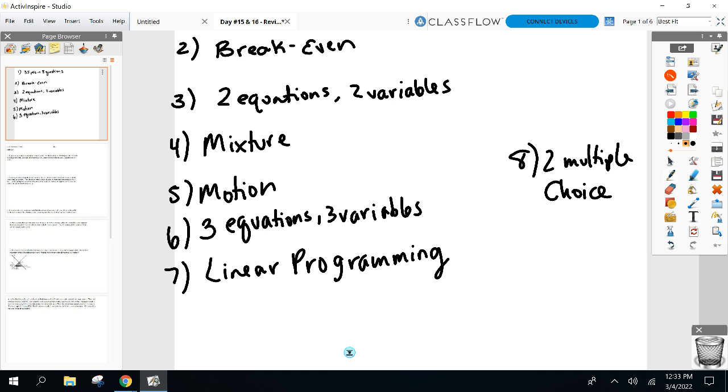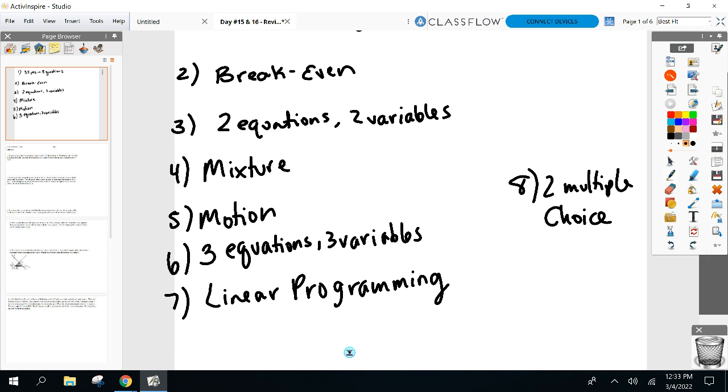Yep, 2 multiple choice. And I think one of those multiple choice is I give you the corners and the z equals, and you got to plug them all in. Tell me what gives me the max. And I forget what the other multiple choice is. So there you go. That's what we're looking at.